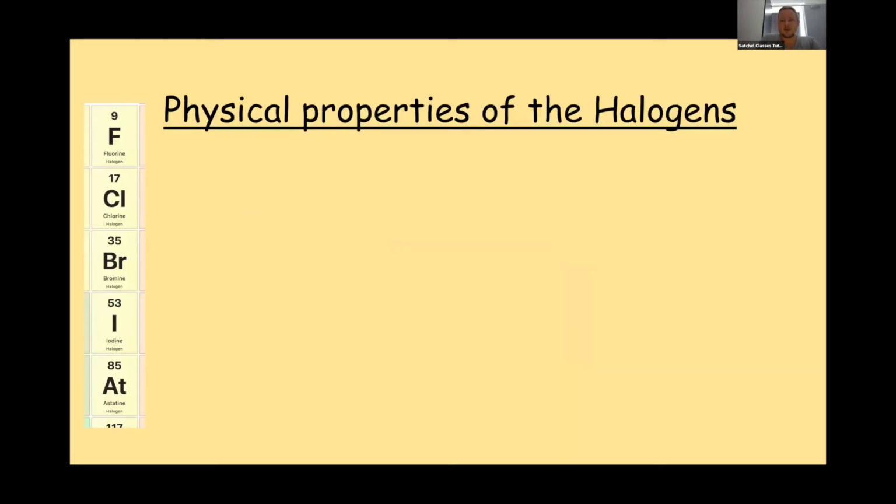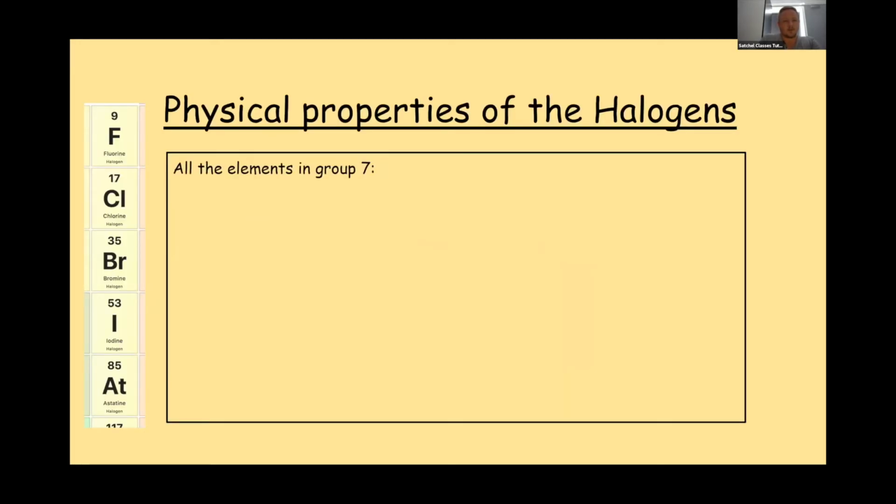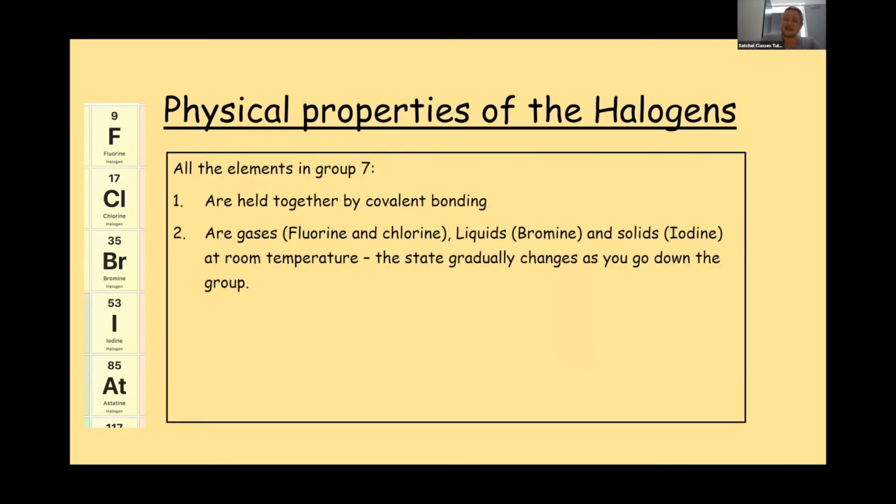Physical properties of the halogens then. All the elements in group 7 are held together by covalent bonding. They are gases, fluorine and chlorine, liquids, bromine, and solids, iodine and astatine at room temperature. So this means that their state gradually changes as you go down the group. This is a change in physical property, which is gradually changing as you're going down the group.